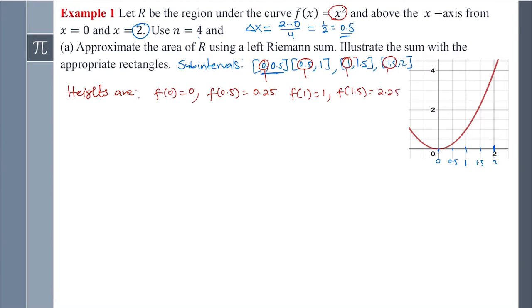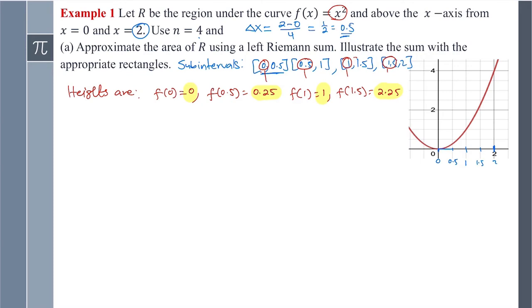So these are the heights of the rectangles. Okay, so this is 4, so that means the height is determined. Let's go ahead and draw the rectangles. The first rectangle has a height of 0, so it's just a flat rectangle right here.